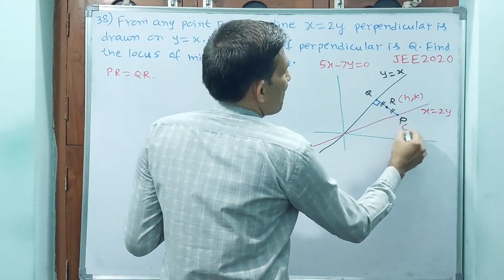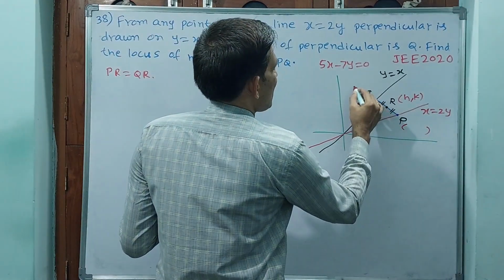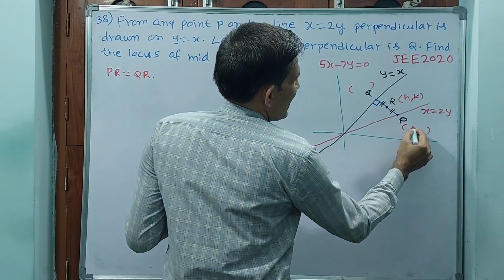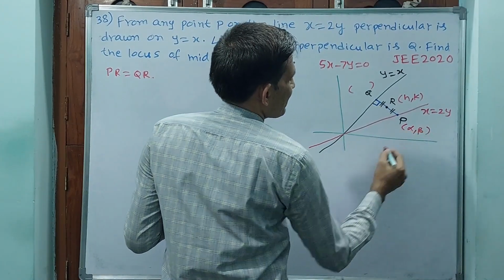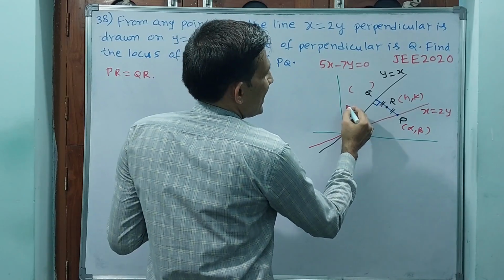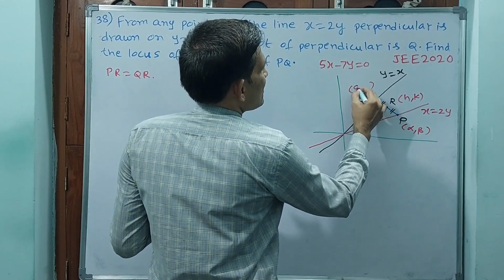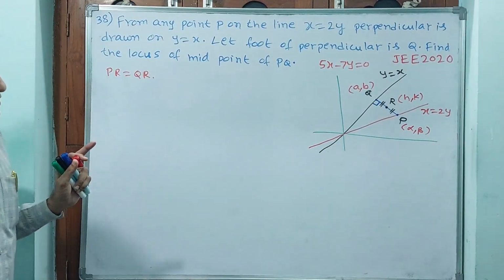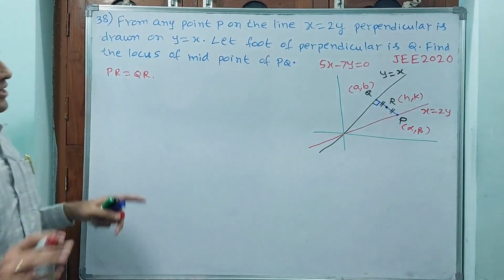And P I will take, and I will change it. See how I am changing, you observe carefully. First I will take this P as alpha comma beta, Q as A comma B. Is it okay? First, observe. Okay. Now you go back.